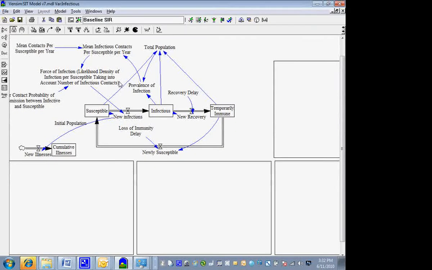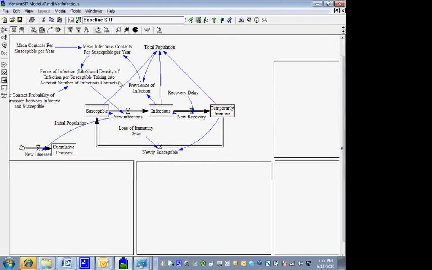And these stocks represent accumulations. They capture the state of the system at any given moment in time. We have people divided here between three categories, to wit, susceptible individuals, infectious individuals, and temporarily immune individuals. And then these flows lead to people. Well, at any given point, there's a certain number of susceptible, infectious, and temporarily immune. You have people transitioning between them.